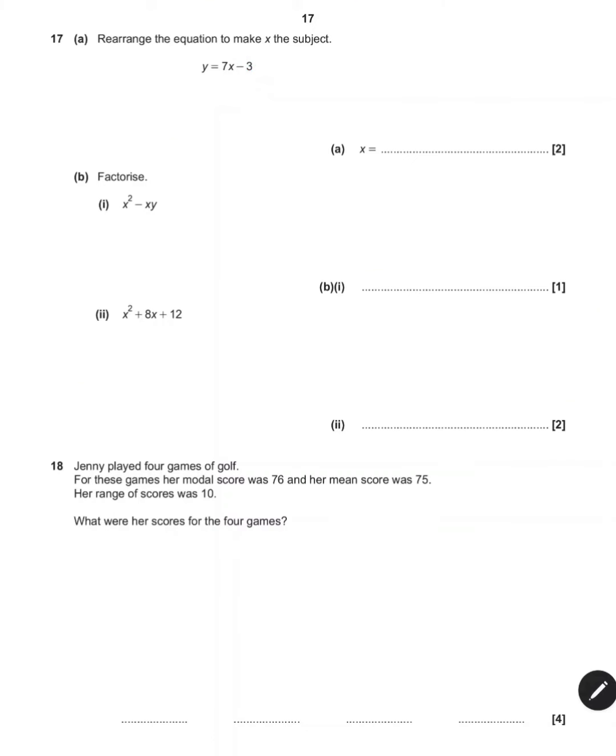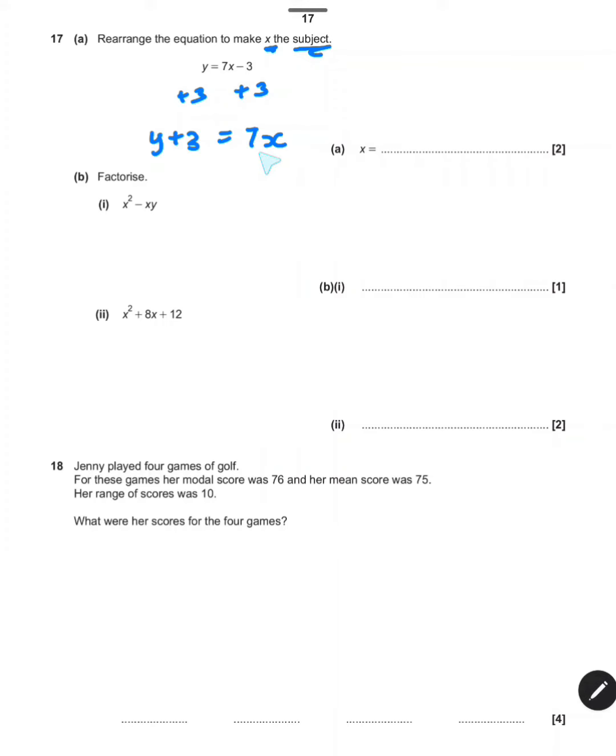Question 17, we've got some standard algebra to do. This says, rearrange the equation to make x the subject. So what that's saying is we want x on its own. We're going to move everything from this side by doing inverse operations. So firstly, the opposite of taking 3 is adding 3. Do that to both sides. You end up with y plus 3 equals just the 7x.